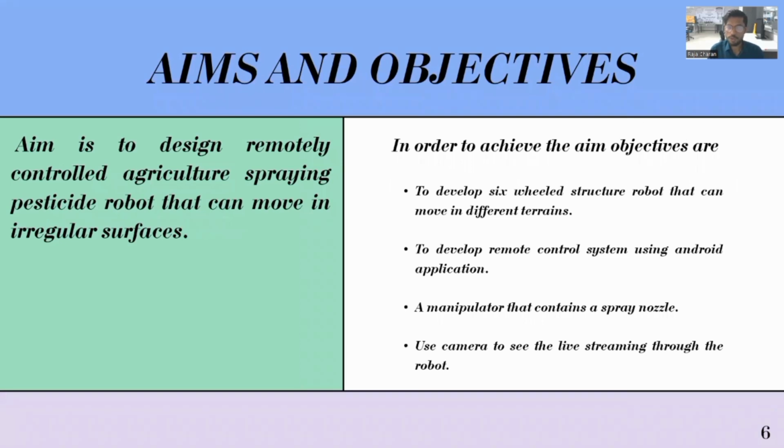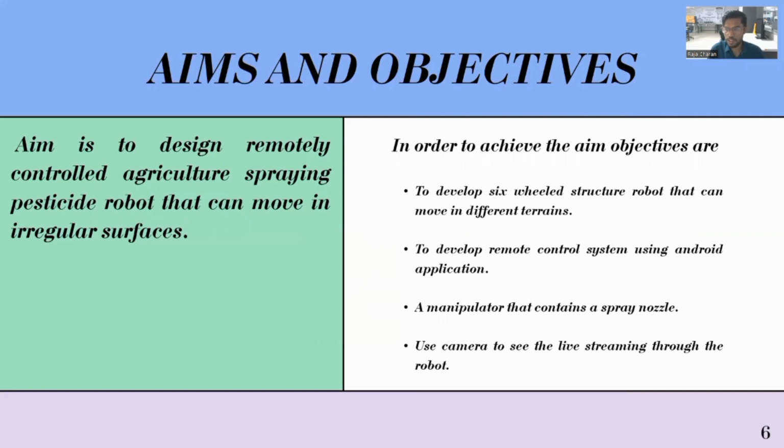So the aims and objectives of our project are, so our aim is to design a remotely controlled agriculture pesticide spraying robot that can move on irregular surfaces. So we know that the fields are not flat. Those fields are irregular. So we are designing a robot that can move on irregular surfaces.